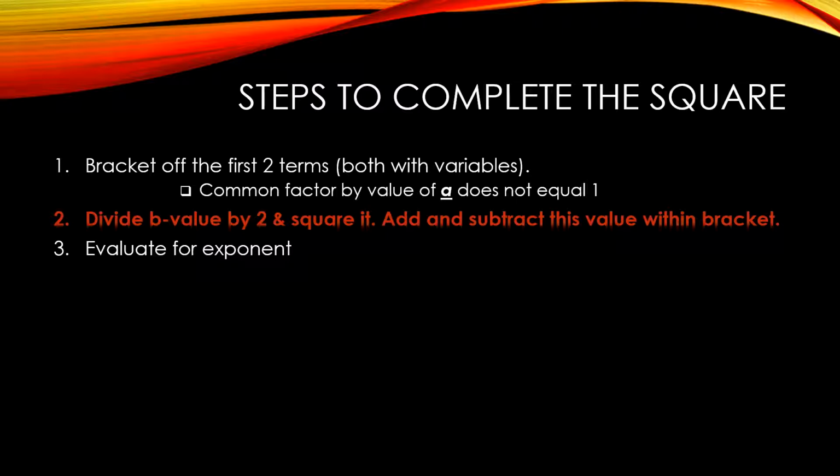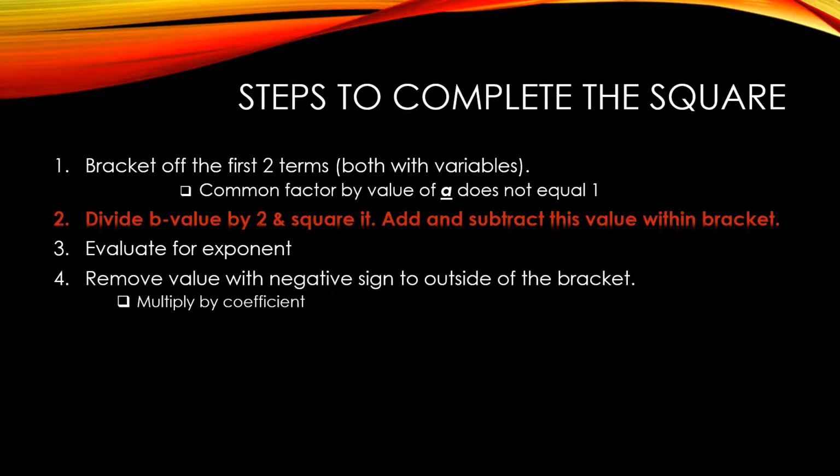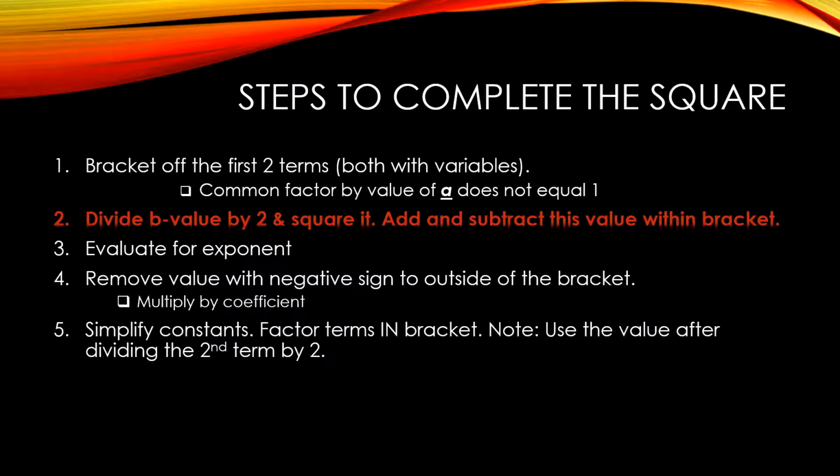Step number 3, evaluate for answer squared. Step number 4, remove the value with the negative sign to the outside of the bracket. I always say get rid of the negativity. But if you have a coefficient to your bracket, let's say if you had to common factor in step number 1, and you have a coefficient, you must multiply the negative value by the coefficient. Step number 5, you're going to simplify those constants.